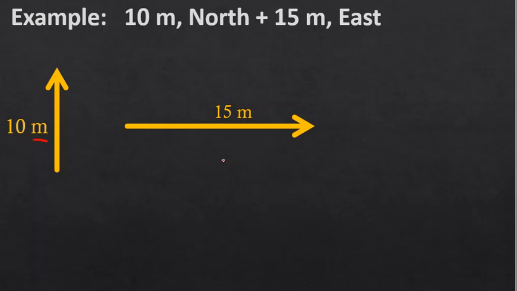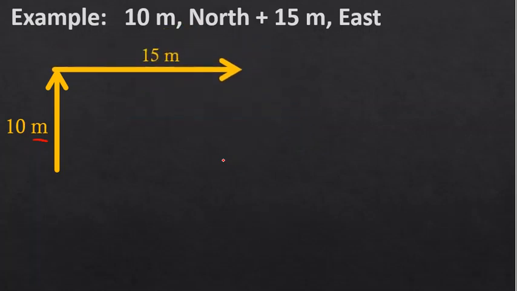So to add these together, I'm going to place them in head to tail configuration. So I'm going to move that 15 meter right next to that 10 meter. Now, when you're just drawing these out, you obviously can't move around what you draw on the piece of paper. You can just draw them straight in head to tail configuration. Then once I have them in head to tail configuration, I'm going to draw the resultant, again from start to finish, and this is going to be our resultant R.